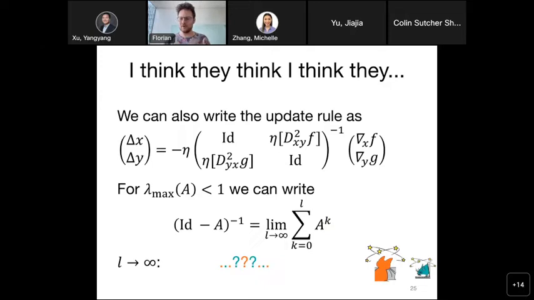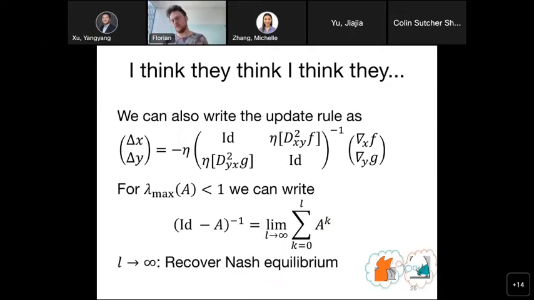And of course, the problem is that in the limit, everyone is very confused. That's exactly why game theorists discovered the Nash equilibrium as a way to resolve this confusion and find a solution concept where we wouldn't even want to change our solution if we knew exactly what the other agent is doing. And this is exactly what we recover through this matrix inverse, when the Neumann series goes to infinity.